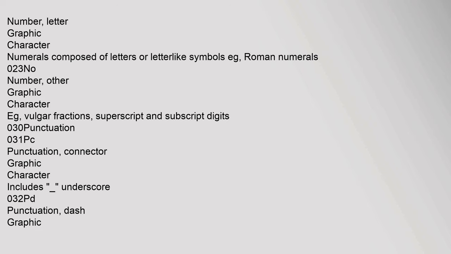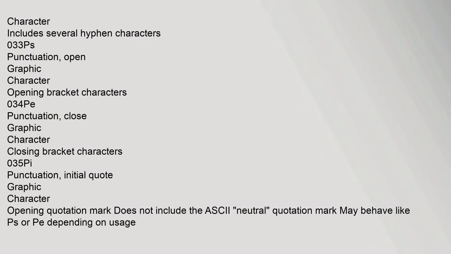Nl, number, letter: graphic character, numerals composed of letters or letter-like symbols, e.g., Roman numerals. No, number, other: graphic character, e.g., vulgar fractions, superscript and subscript digits. Punctuation: Pc, punctuation, connector: graphic character, includes underscore. Pd, punctuation, dash: graphic character, includes several hyphen characters. Ps, punctuation, open: graphic character, opening bracket characters. Pe, punctuation, close: graphic character, closing bracket characters. Pi, punctuation, initial quote: graphic character, opening quotation mark, does not include the ASCII neutral quotation mark, may behave like Ps or Pe depending on usage.